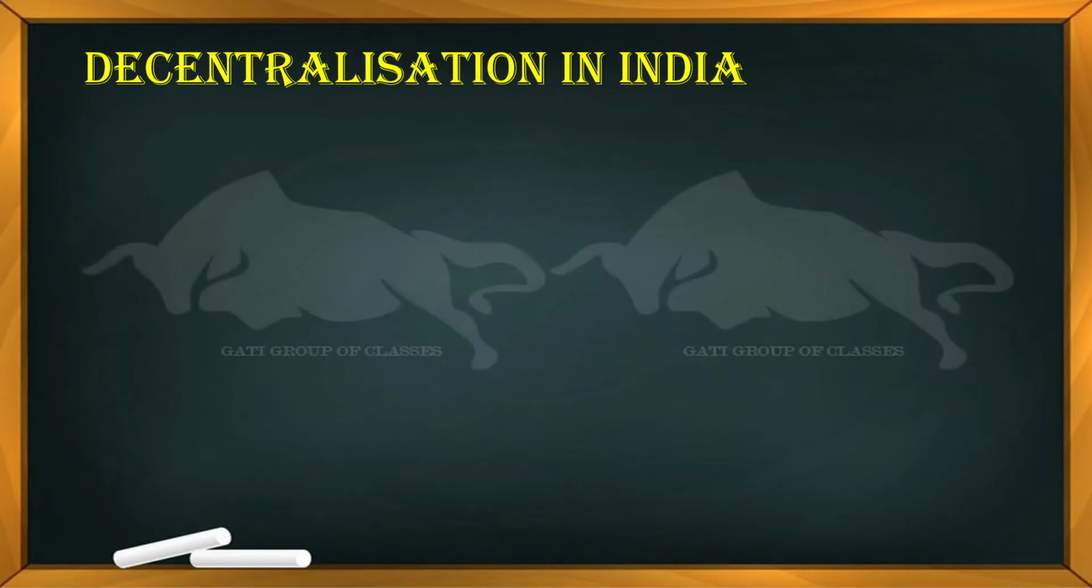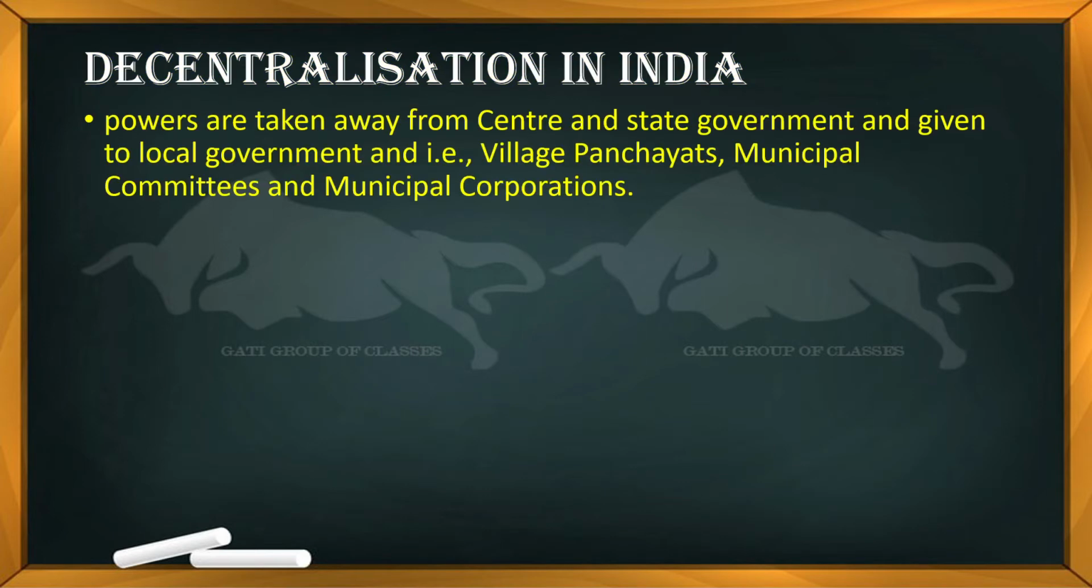So here is the topic, decentralization in India. First of all, what does decentralization mean? Decentralization means to share the powers among the local governments. So the central government decided to share its powers among local governments. So let's see, powers which are taken away from the center and the state government and given to the local government. Local government such as village panchayat, municipal committees, municipal corporations, we can say.